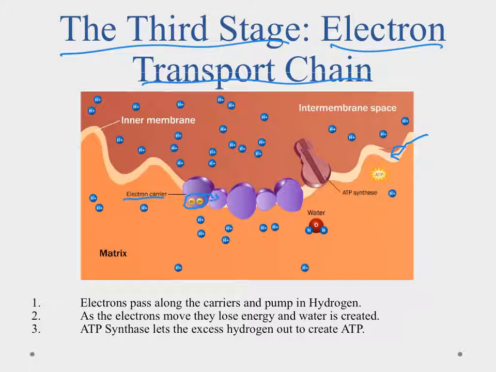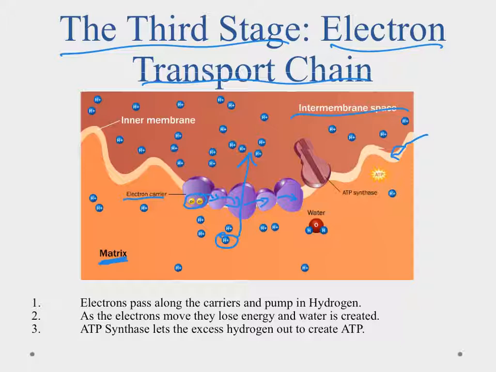These electrons are going to migrate down as they go this way. Okay. And as they're going down this way, what they're going to do is take this hydrogen and pump hydrogen inside to the inner membrane space. Okay, so from the matrix, the fluid part, they're going to pump it into the membranes. All right, so we're pumping in those hydrogens.